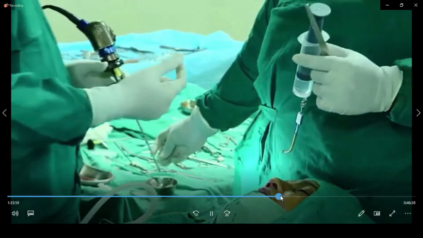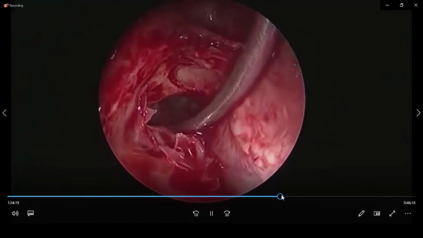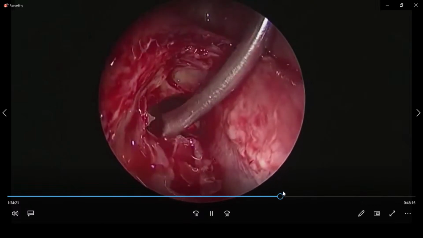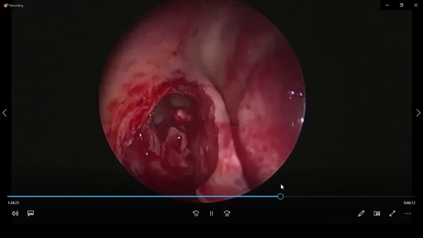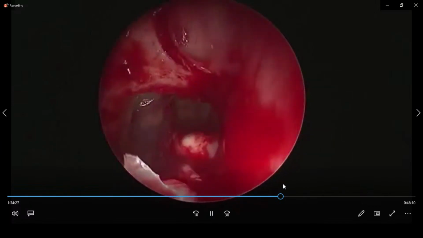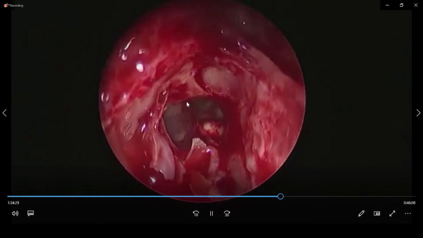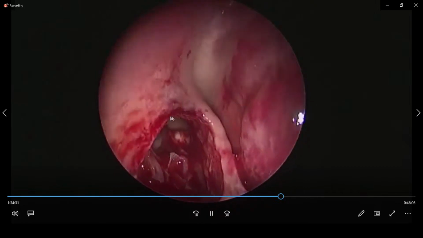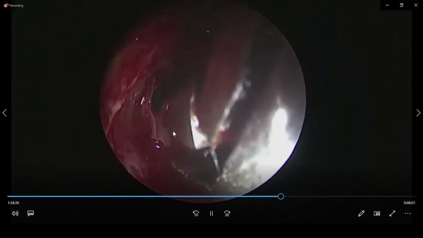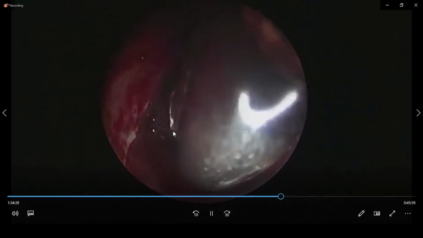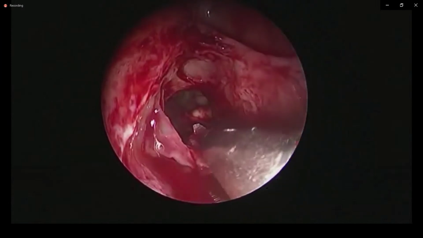In order to remove that, see this all cell wall being removed and the frontal sinus being widened more and more. See that? That is the cell wall, there is still there. And this is the osteoma. This is the osteoma which is also contributing a little bit to the frontal sinus blockage.